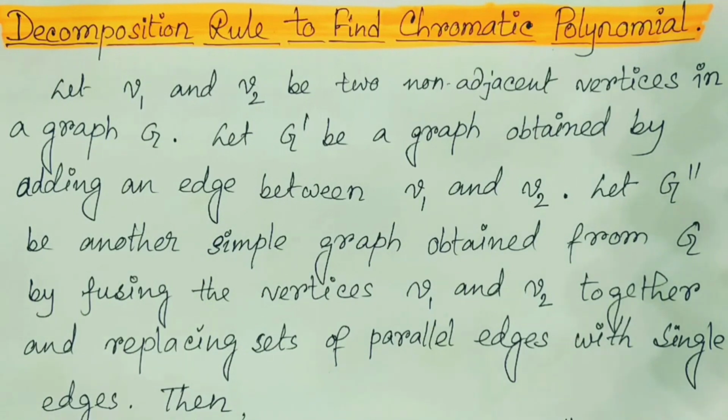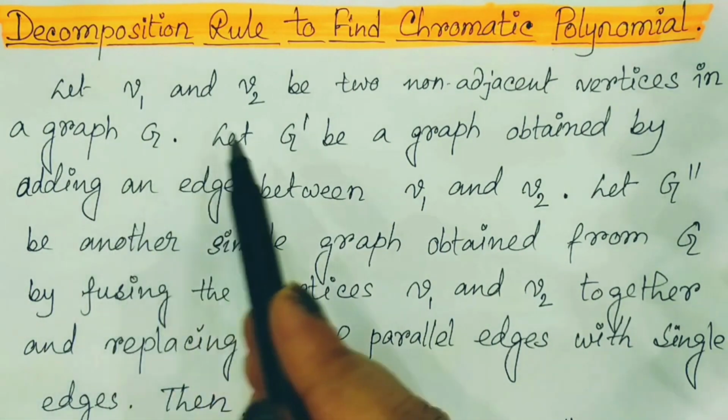In this video, we come to discuss the decomposition rule to find the chromatic polynomial. In our last video, we came to know how to find the chromatic polynomial. But by using the decomposition rule, it is much easier to find the chromatic polynomial for any given graph. So, how to find the chromatic polynomial? By using the decomposition rule or decomposition principle.